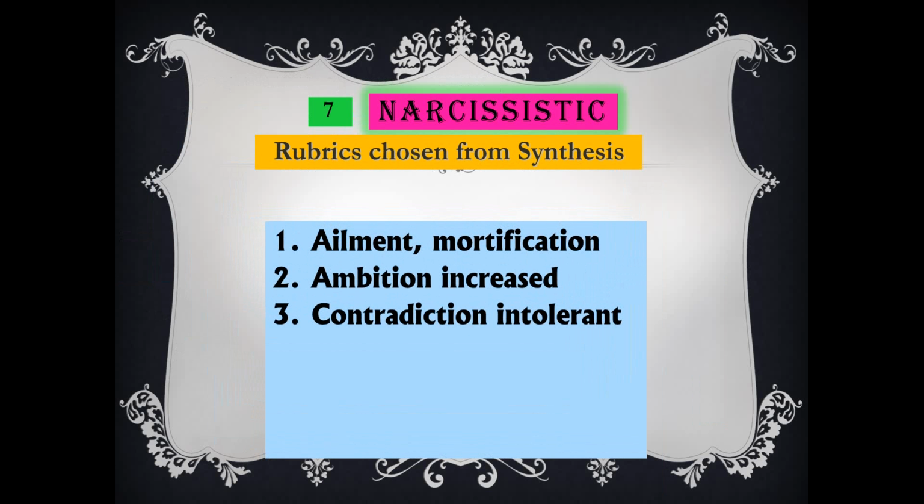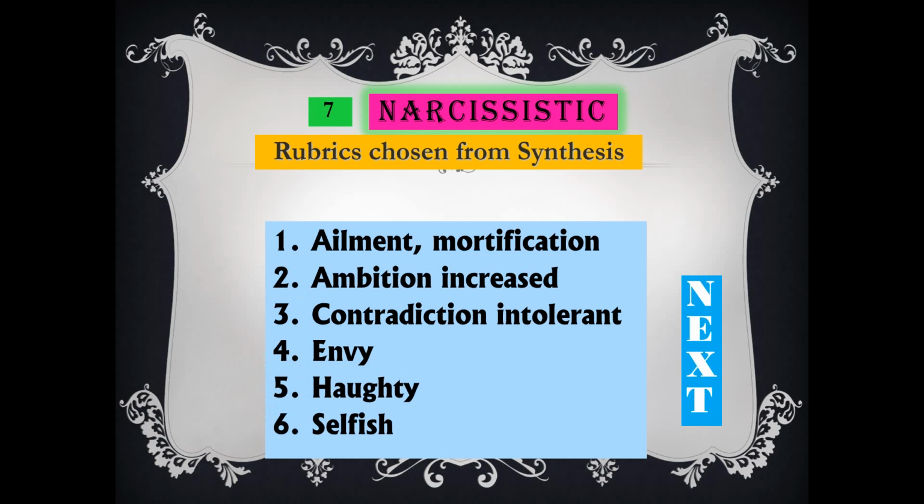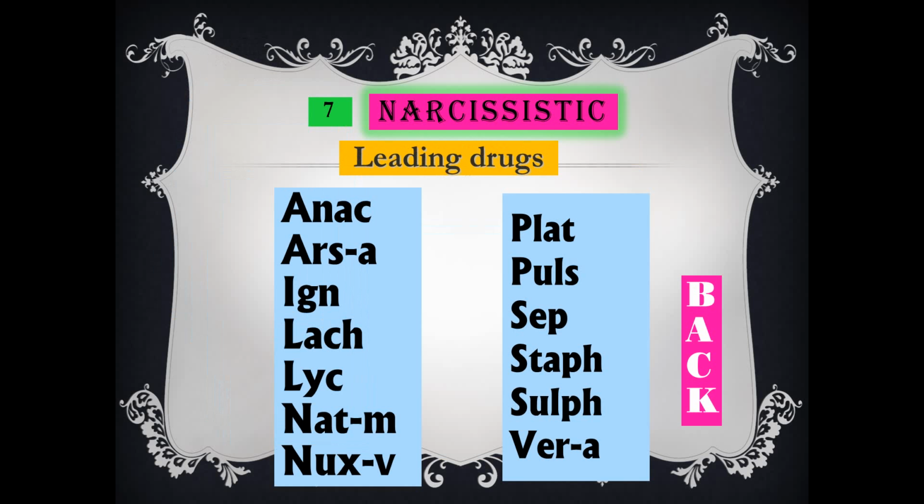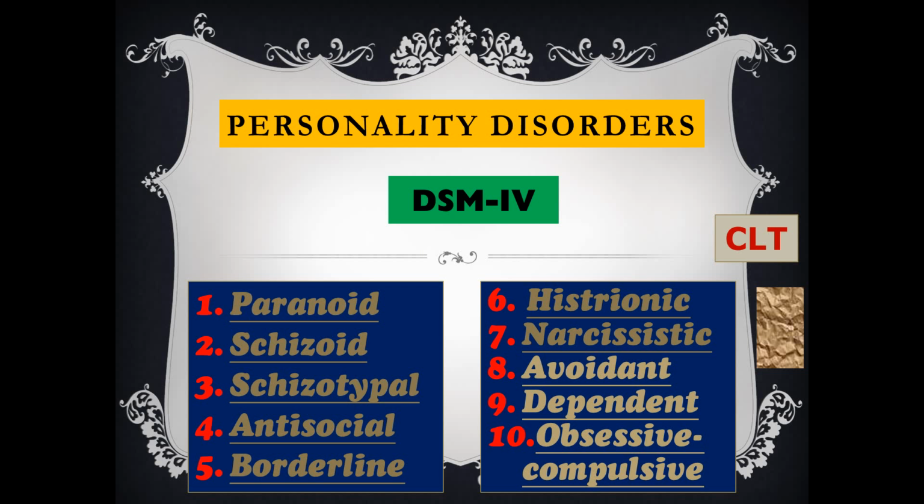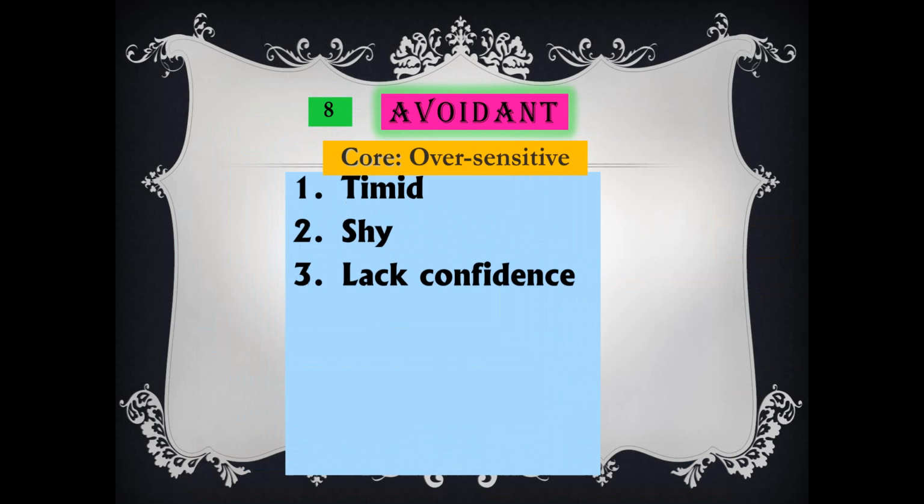Now these rubrics are found here. Ailments from mortification. Such people are naturally going to have a lot of mortification, inner anger. Ambition increased, contradiction intolerant, envy, that is jealousy, haughty rubric is already there, and selfish. As a result, the drugs you find here are anacardium, arsenic, ignatia, lachesis, lyco, natrum mur, nux vomica, platina again here, then pulsatilla, sepia, staphysagria, sulfur, and veratrum album. Now we go to another part, actually the next cluster, cluster C.